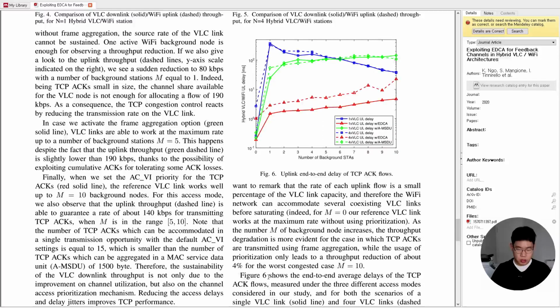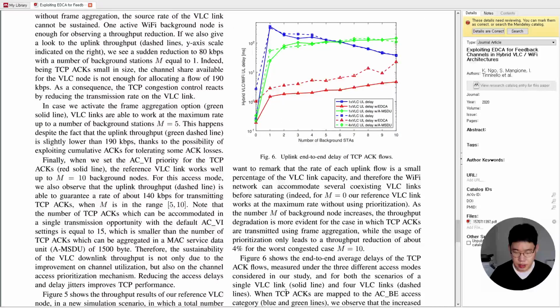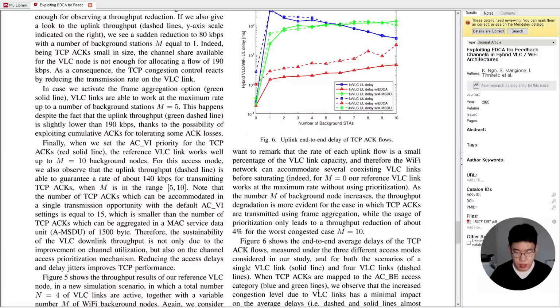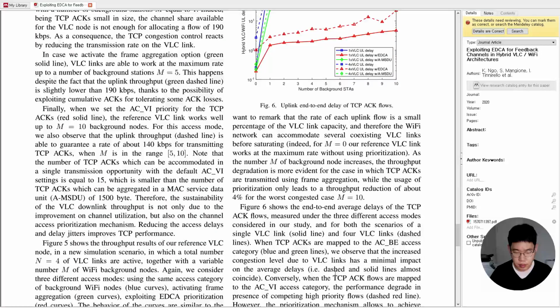Figure 6 shows the end-to-end average delays of the TCP-ACK flows measured under the 3 different access modes considered in our study, and for both the scenarios of the single VLC link (solid line) and 4 VLC links (dashed lines). When TCP-ACKs are mapped to the AC_VE access category, blue and green lines, we observe that the increased congestion level due to VLC links has a minimal impact on the average delays.